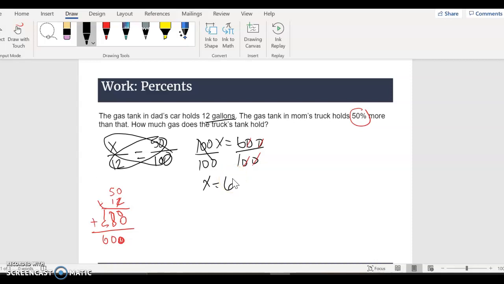But that is not the answer to our question. Okay, if we go back to the original question, we know Dad's gas tank holds 12 gallons of gas, and Mom's holds 50% more than that. So if you're telling me the answer is 6, 6 is not more than 12. So 6 represents how much more gas we have than Dad.